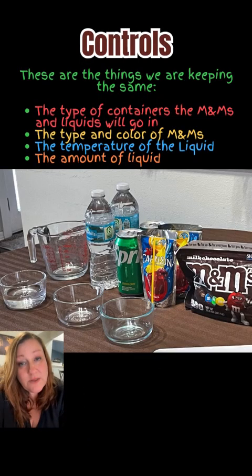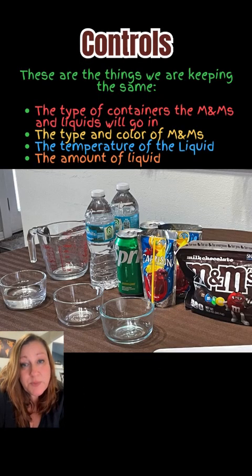The controls are the things that are going to be staying the same. So in this experiment, it's the type of containers that the M&Ms and liquids will go into. Those should all be the same. The type and color of the M&Ms, that should be the same. The temperature of the liquid, so you should have them all sitting out at room temperature the day before you do the experiment so that they're all the same temperature. And then the amount of liquid, so you'll need to take a measuring cup. We used a half a cup of liquid in small glass bowls.